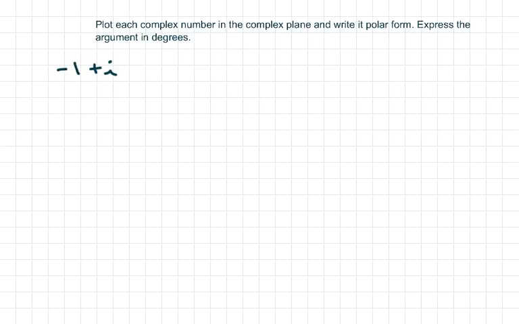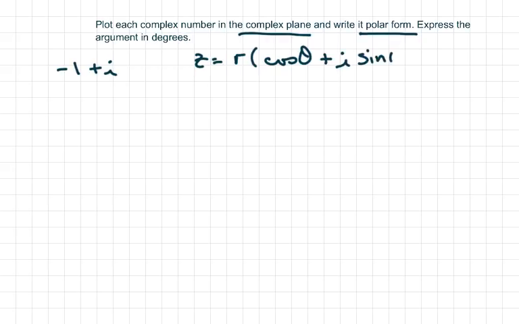Hi everyone, as promised, we're going to plot each complex number in the complex plane and write it in polar form, and we're going to go ahead and express the argument in degrees. So basically remember, polar form for the complex plane is z equals r times cosine of theta plus i times sine of theta, and we discussed this in a previous video. So basically here is our form, our x. This has the form x plus yi.